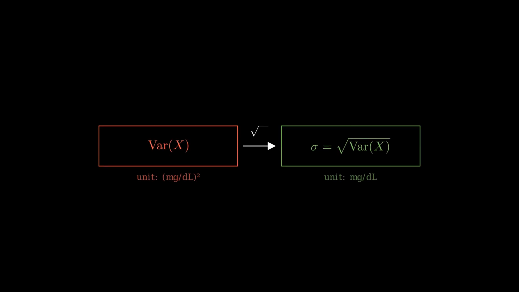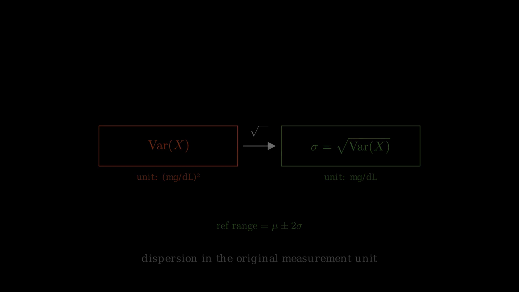The reference range is defined as approximately the mean plus or minus 2 standard deviations of the population distribution. Taking the square root of variance restores the unit of the original biomarker. The resulting interval describes where most healthy individuals fall in the original measurement unit.